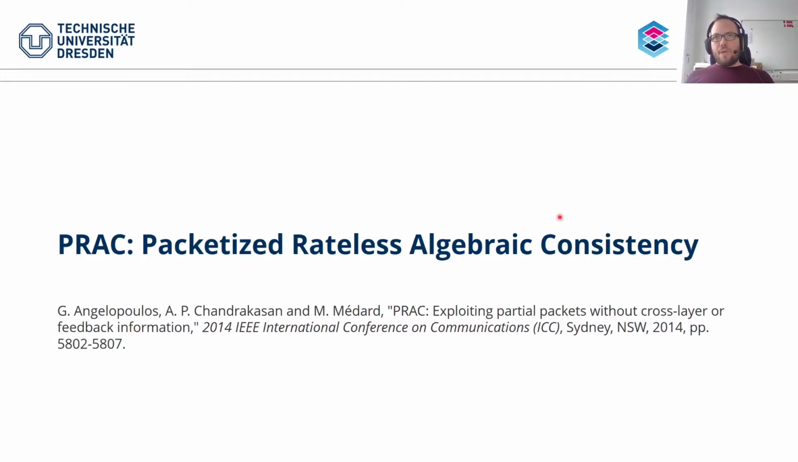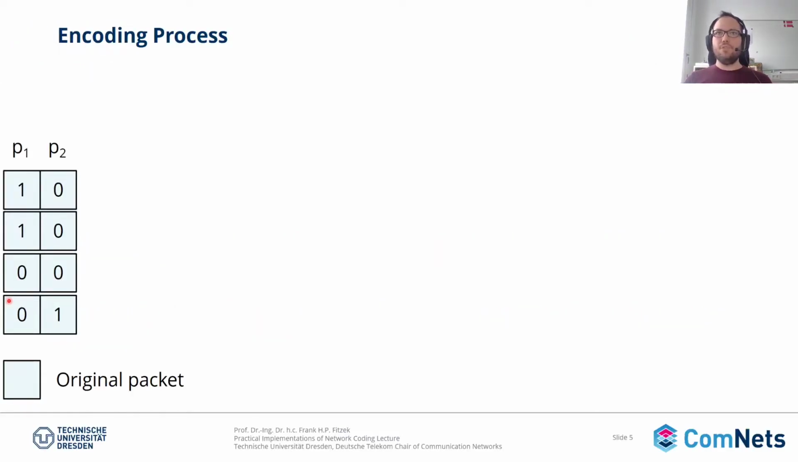This technique is called PRAC, which stands for Packetized Rateless Algebraic Consistency. Here you can see the original paper. You can look at it. It works in the following way. Let's assume that we have a generation size of 2. We have 2 packets in our generation, packet 1 and packet 2, and they look like this. In the following slide, I will describe what you are seeing, and at the bottom you will see a legend of the colors. These slides will be available in Opal, so you will have access to them and can read them later. So here's a legend. These are the original packets, packet 1 and packet 2.